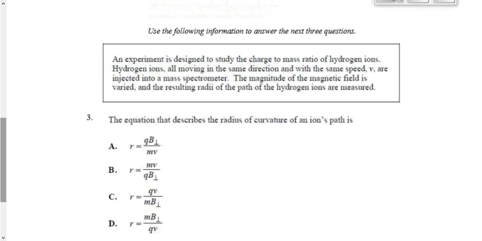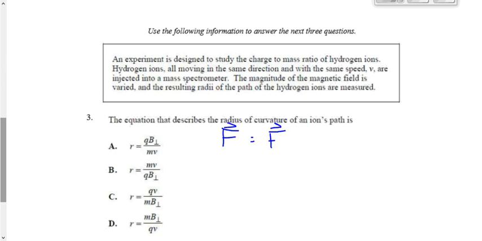Question 3, an experiment is designed to study the charge to mass ratio of hydrogen ions. This isn't a cathode ray tube because we're dealing with ions here, right? But same thing. We call it a mass spectrometer. Works the same way. Same 3 chambers. We want to find the equation that describes the radius of curvature of an ion's path. What section of the mass spectrometer would this be if you're looking for the radius, the circle nature of it? Yeah, the main chamber is the only one where the particles go in a circle, so that's what it's got to be. We set 2 forces equal to each other in the main chamber.